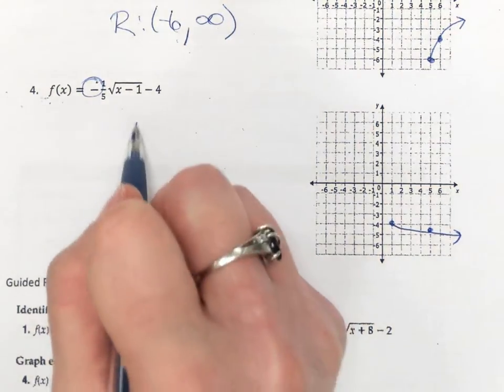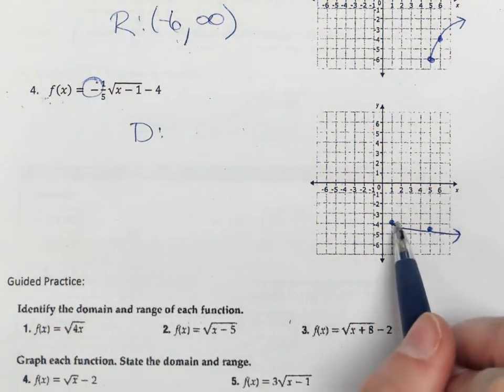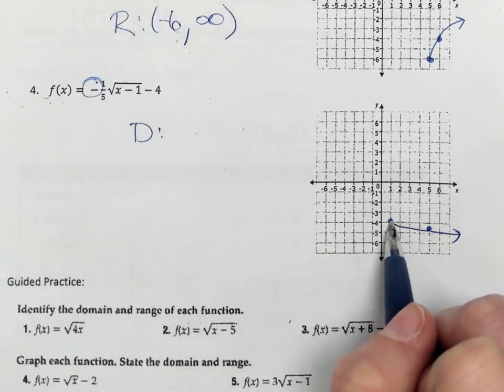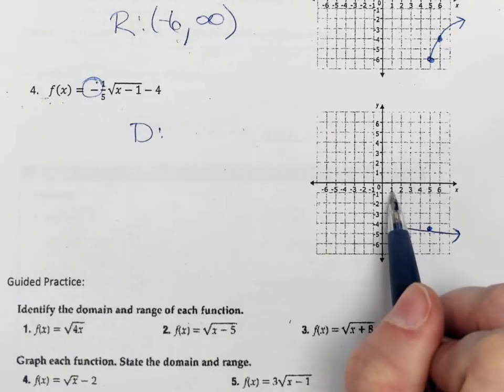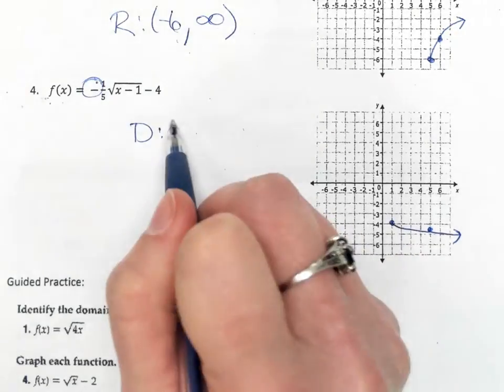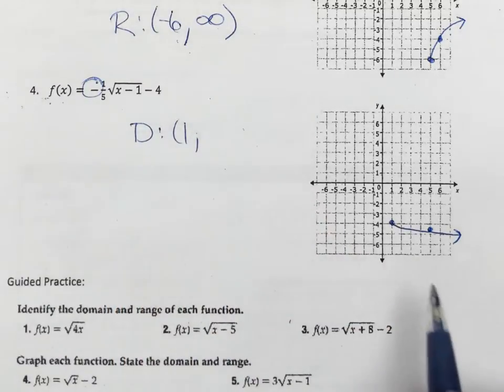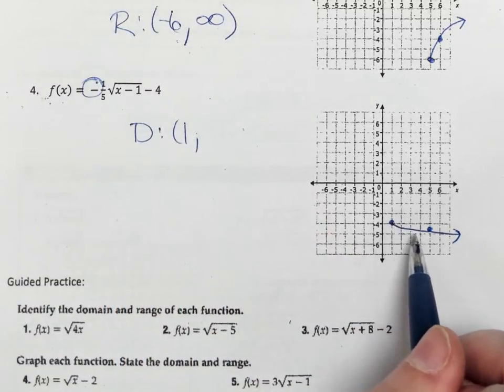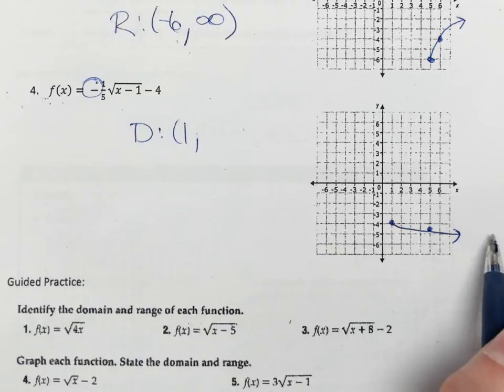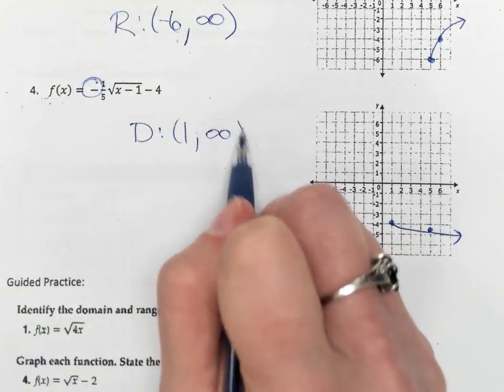All right, here we go. Domain is left to right. This is your furthest point to the left. What's that x value? Positive 1. It doesn't hit it, so you get a parentheses. Where does it go to the right? It's going right. No, right is not negative. Every single time, right is positive.